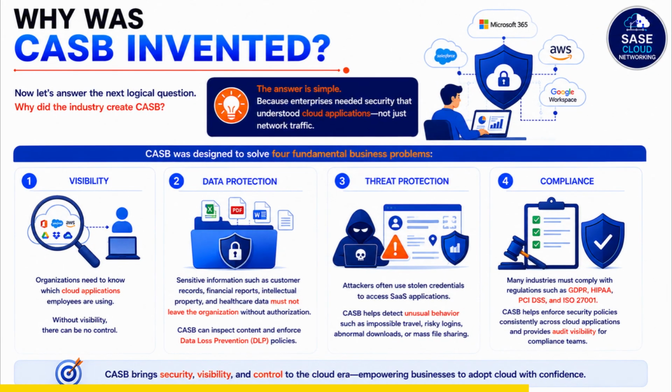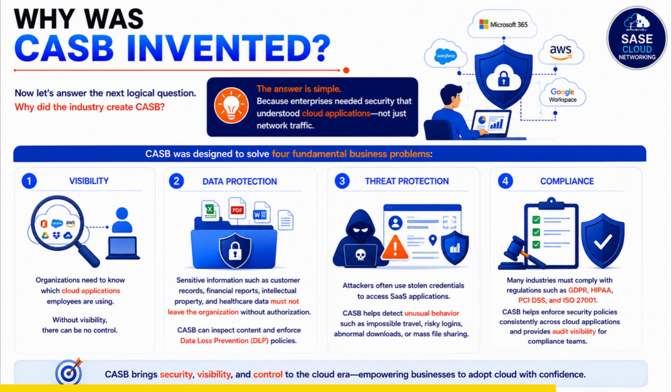Why was CASB invented? Now let's answer the next logical question. Why did the industry create CASB? The answer is simple. Because enterprises needed security that understood cloud applications, not just network traffic. CASB was designed to solve 4 fundamental business problems. 1. Visibility. Organizations need to know which cloud applications employees are using. Without visibility, there can be no control.